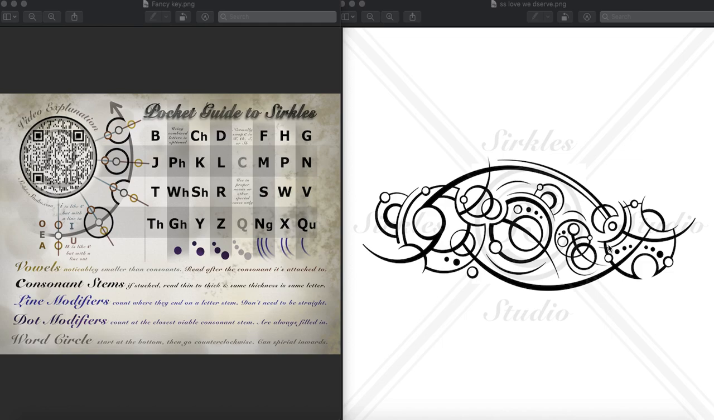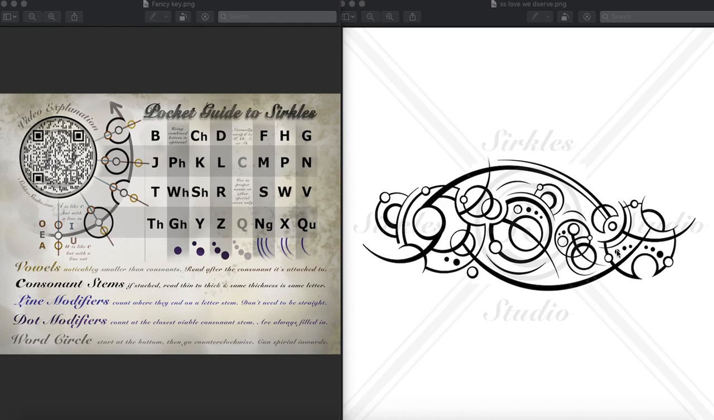Then we have 2 shallow divot stems. So I'm going to talk about these stacked stems here. So we have 1 shallow divot and then another one. And because these 2 are stacked, you read them thin to thick. So this thin one gets read first. So consonant stems, if stacked, read thin to thick.